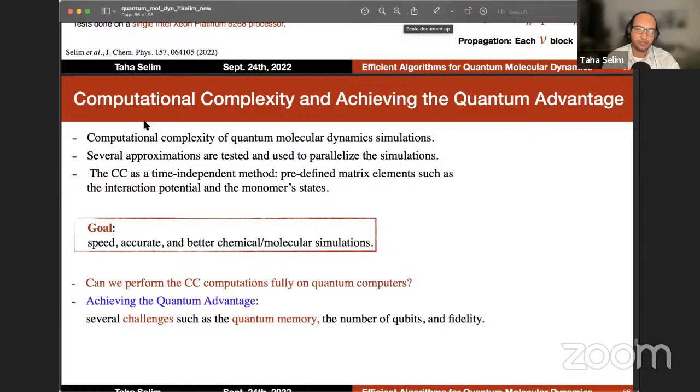The main goal of quantum molecular dynamics is to have accurate, fast, but also better chemical and molecular simulations. How can we have better simulations with this computational complexity? If we need exact computation, very accurate, very precise, it means that we really need a lot of computational resources. These resources are used for the CC method, but the CC method also requires a lot of memory because there is a lot of predefined information that has to be plugged into the Hamiltonian before running the simulation. So the question here comes: can we perform such computations fully on quantum computers? This is the first question.